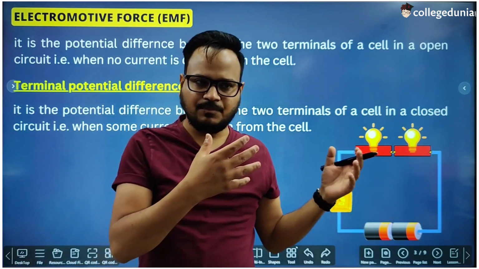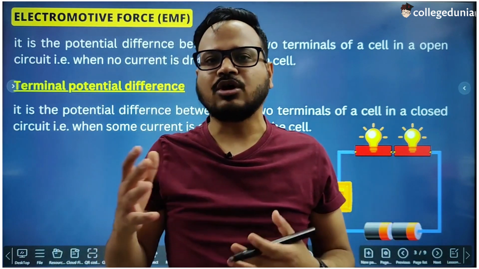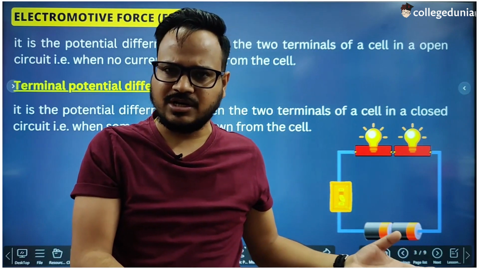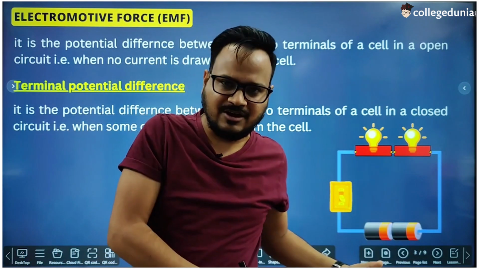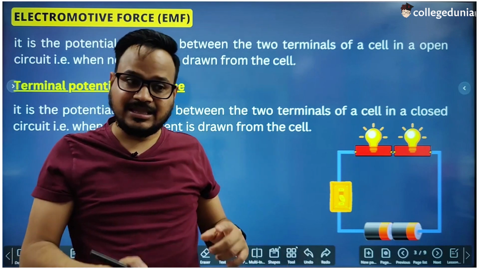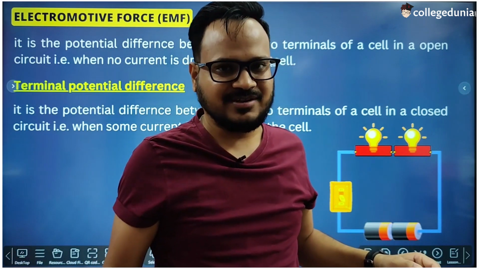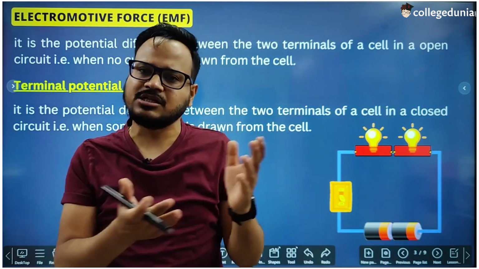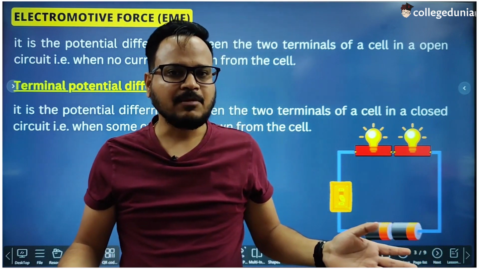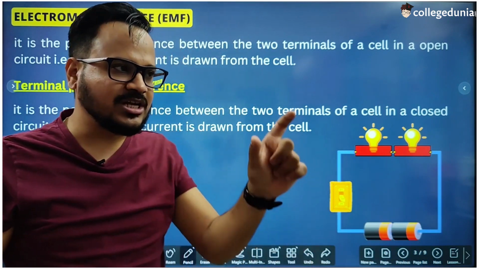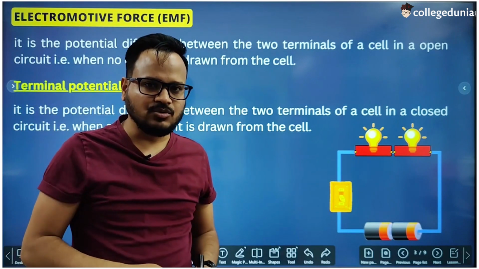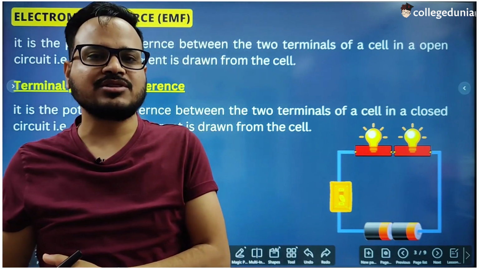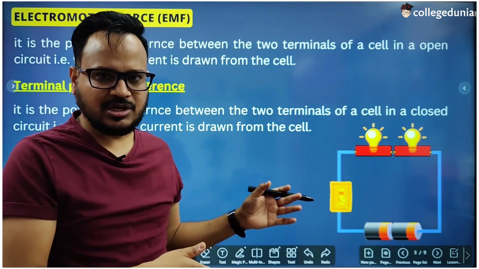So if the potential of the cell is 1.5 volt, and out of that 1.5 volt, suppose 0.1 volt is used by the cell to overcome its own internal resistance, then only 1.4 is left to be used in the external circuit, and that 1.4 is called the terminal potential difference. If you are not using the cell in a circuit, then obviously the potential difference between the two terminals is 1.5 volt, which is written on the cell. But when you are using that cell in a circuit, the potential difference reduces by some value, and that value is used by the cell to overcome its own internal resistance, and the rest is used in the circuit, which is called the terminal potential difference.